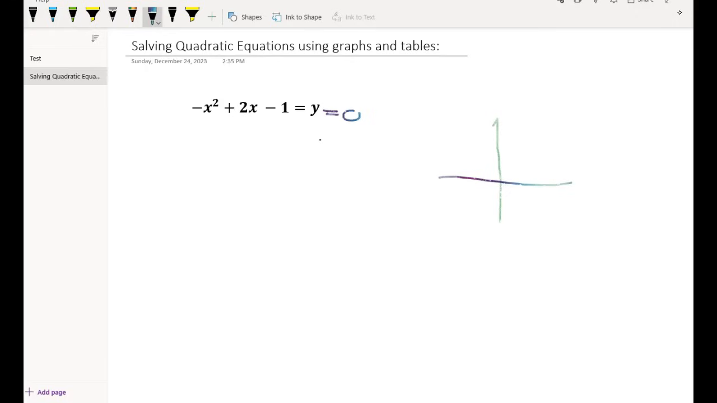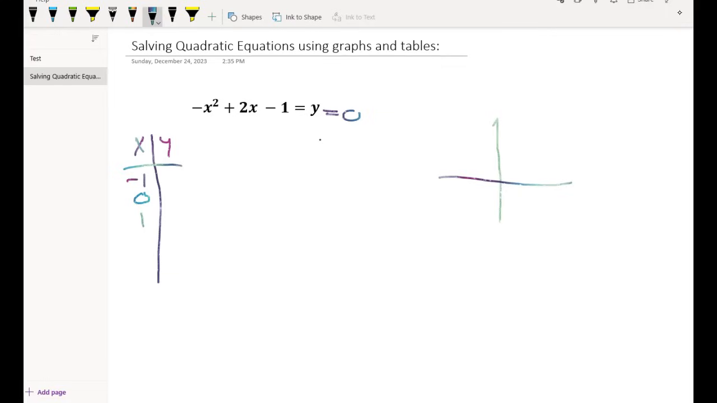As I mentioned before, the easiest way to go is plug in 1, 0, and minus 1 to start with. So we have x, y, and we get, let's say minus 1, 0, and 1. So we plug them in.